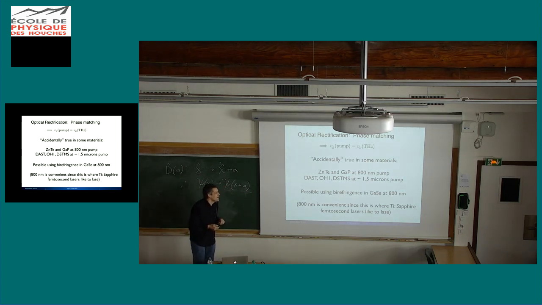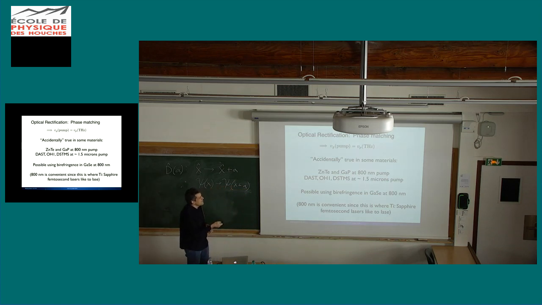All right. So it's accidentally true in some materials, for example, zinc telluride and gallium phosphide. At 800 nanometers, this works. And then something that we do a lot in our lab is we use these weird organic crystals that I can't pronounce the proper names of, so I always use the abbreviations. So it's called DAST, OH1, DSTMS. It's got like a really long name. I can't remember. But those work. Those have phase matching when you have 1.5 micron pump wavelengths.